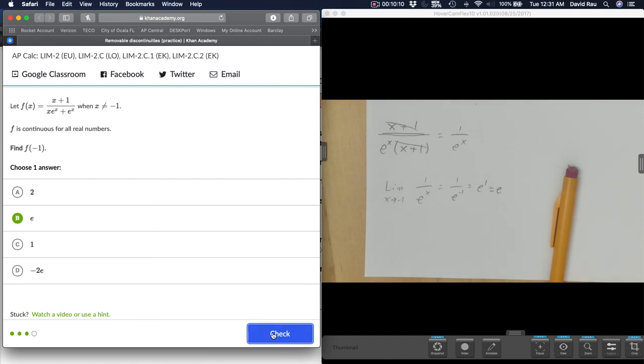And that's it. So hopefully that helps you get through this assignment. It looks like you're going to be seeing a lot of factoring and conjugates going on here. Good luck.